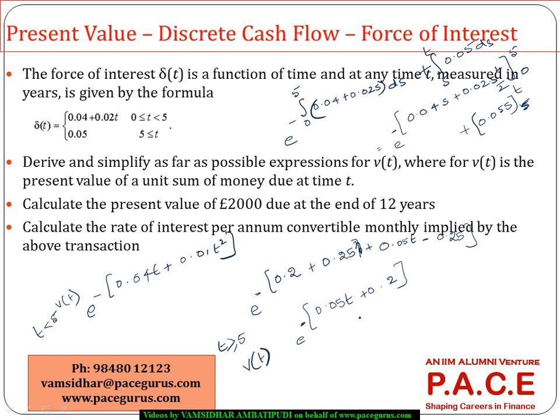Now I can use these expressions directly to find the next one, like the present value of 2,000 pounds that is due at the end of 12 years. I can directly substitute: e power minus 0.05 into 12 plus 0.2. That takes it to e power minus, 12 into 0.05 which is 0.6, plus 0.2, making it e power minus 0.8. I multiply that by 2000, so overall it works out to 2000 into e power minus 0.8.